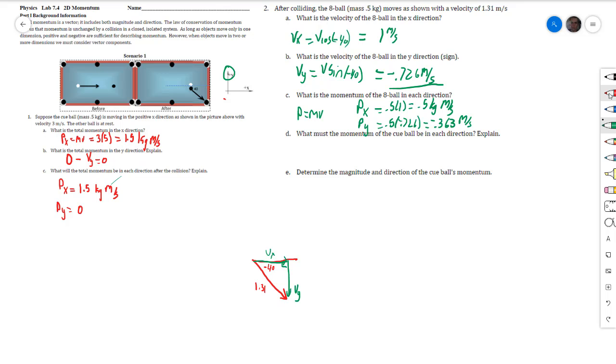What must the momentum of the cue ball be in each direction? Well, the momentum in x was 1.5, so I have to have 1.5 equal to 0.5 plus momentum in x of the other ball. That tells me the momentum in x of the other ball is 1 kilogram meter per second. And then it says in the y direction it was 0 to start with, and now I have negative 0.363, plus momentum in y of that other ball, and so that implies that the momentum in y has to be positive 0.363, so they add up to 0.